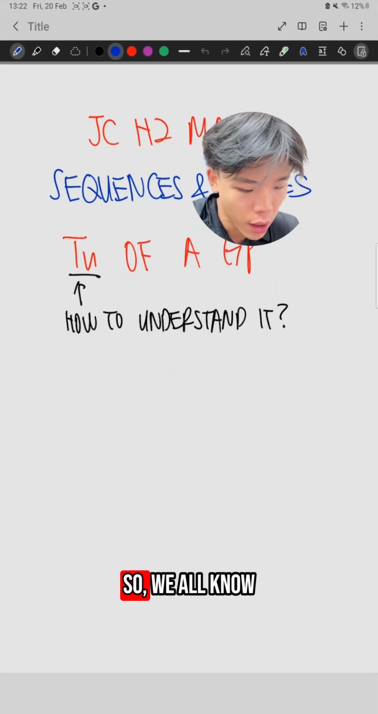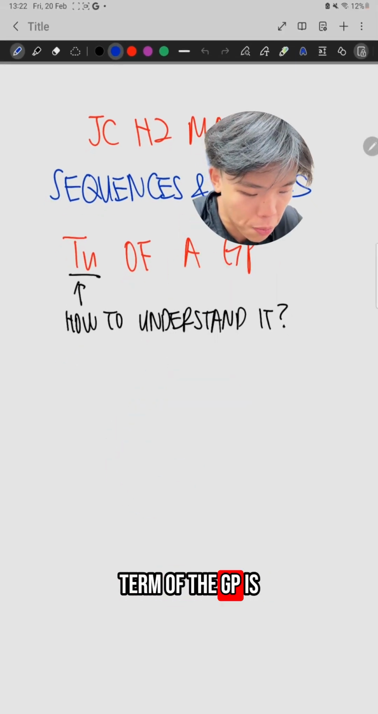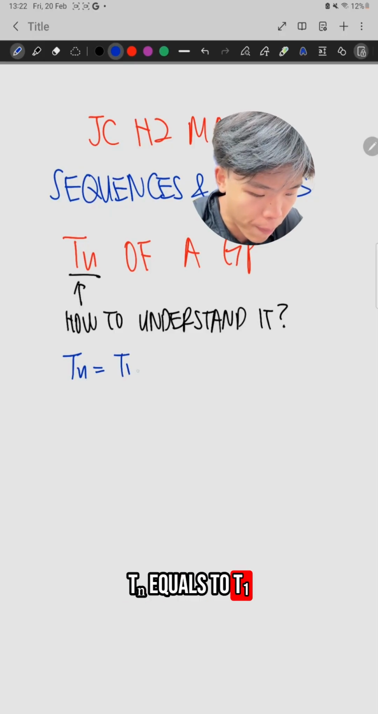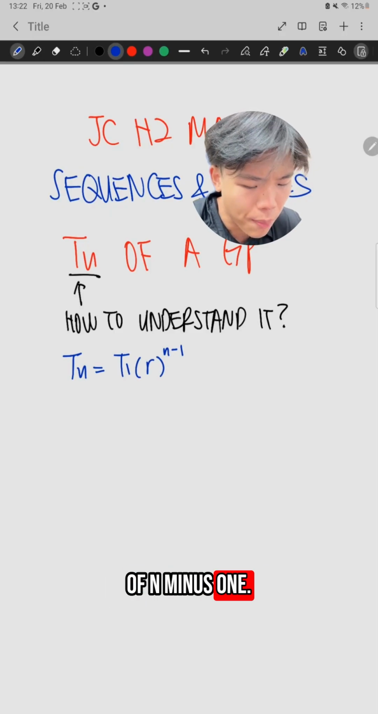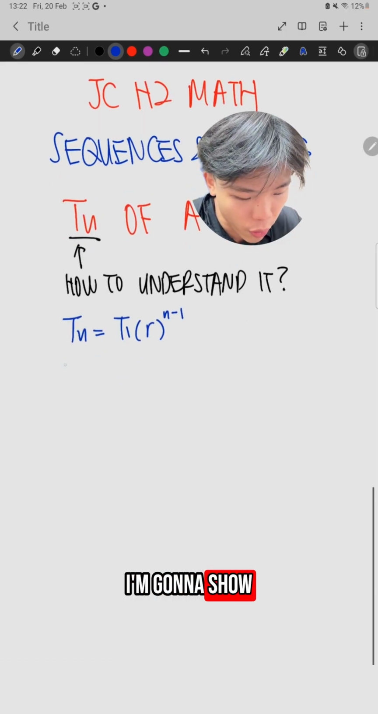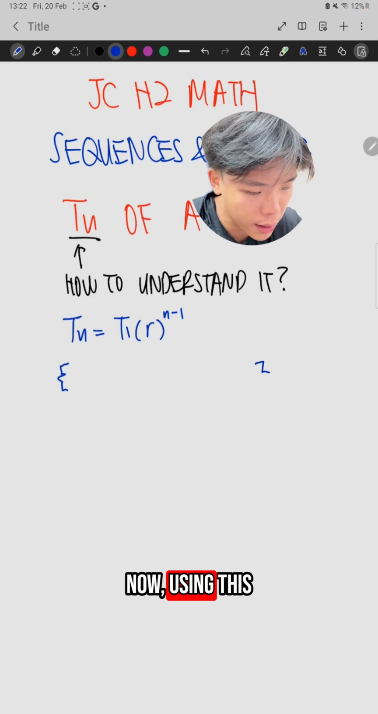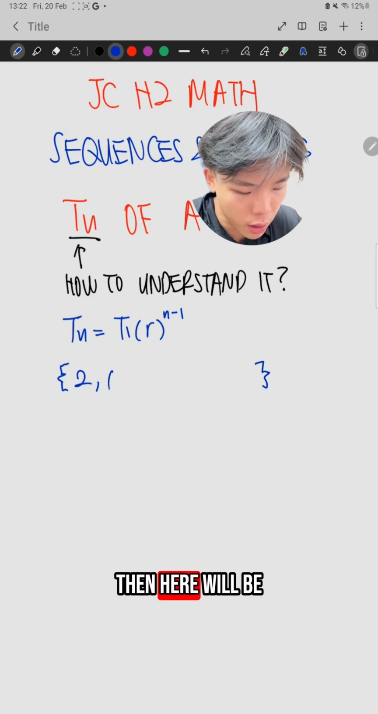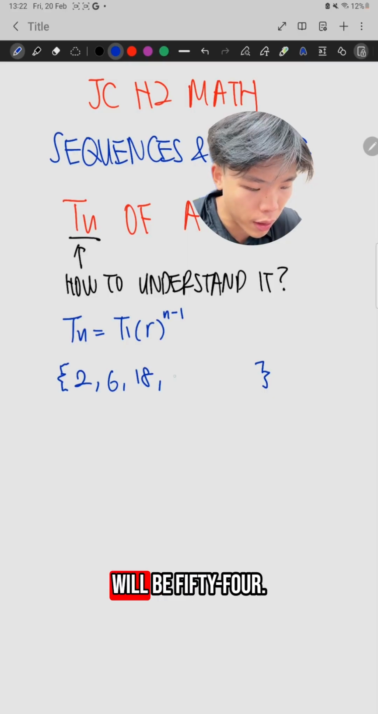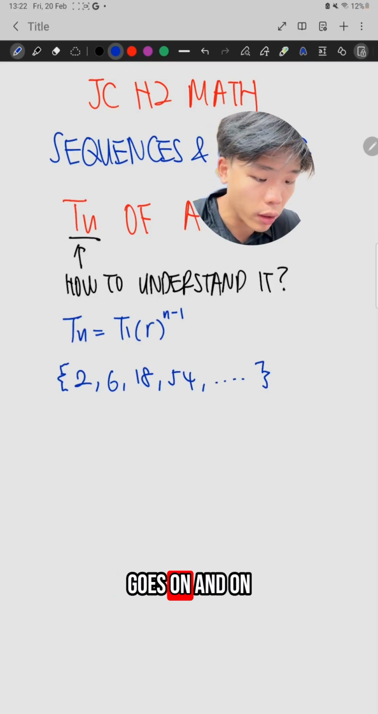So we all know that the general term of a GP is Tn equals T1 times R, where R is the constant ratio, to the power of n minus 1. But how was this actually derived? I'm going to show you a very classic example using this simple GP on the screen. So let's say this is 2, then here will be 6, here will be 18, and here will be 54, and this goes on and on.